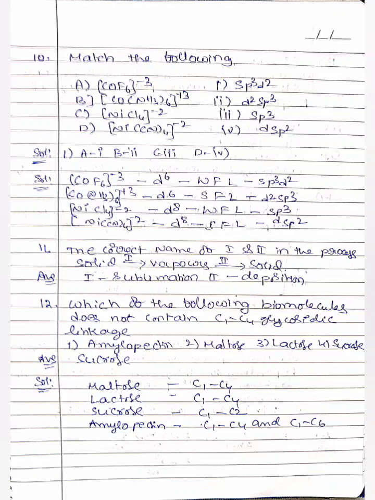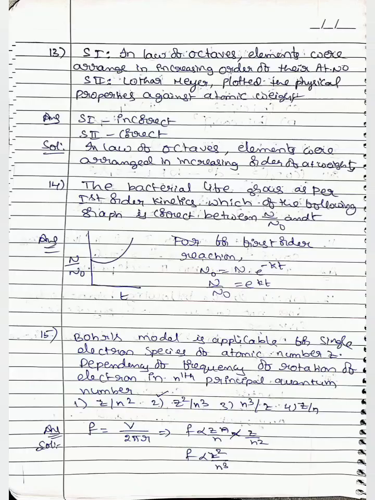Next, which of the following biomolecules does not contain C1-C4 glycosidic linkage? The answer is sucrose, because the C1-C2 linkage is present in sucrose, whereas in maltose, lactose and amylopectin, C1-C4 glycosidic linkage is present. Next one, statement type question.